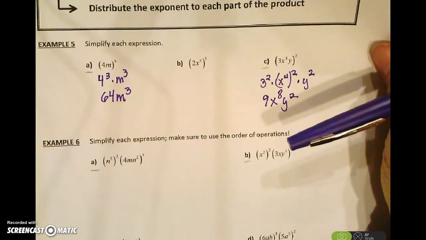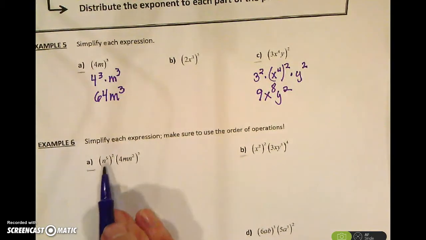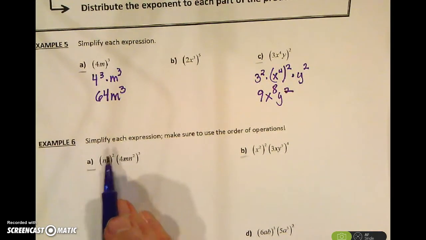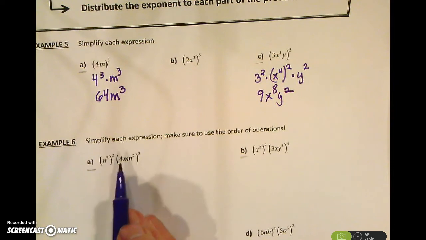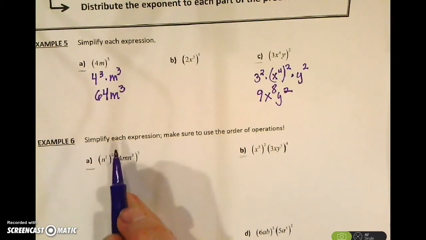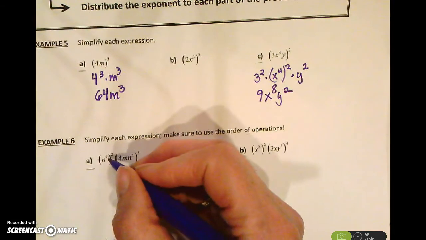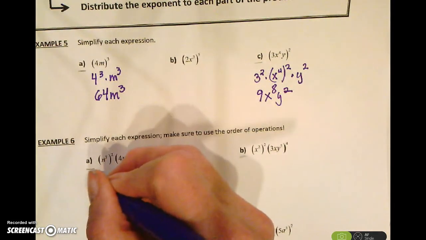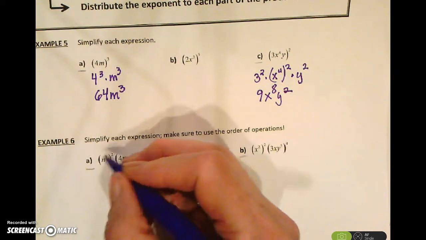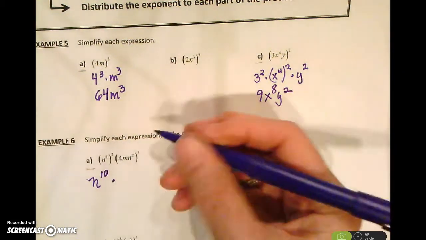Example 6a, we're going to start having to take some steps. So you see here we have a power to a power, so some exponents, and we've got some multiplication. Some more exponents over here. So because of PEMDAS, we're going to do our exponents first. So n to the fifth raised to the second, I'm going to multiply my exponents, power to a power. So that's n to the 10th times.